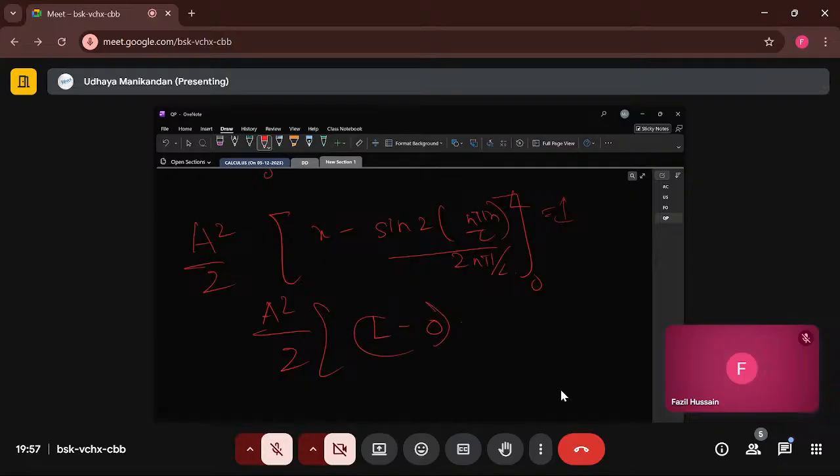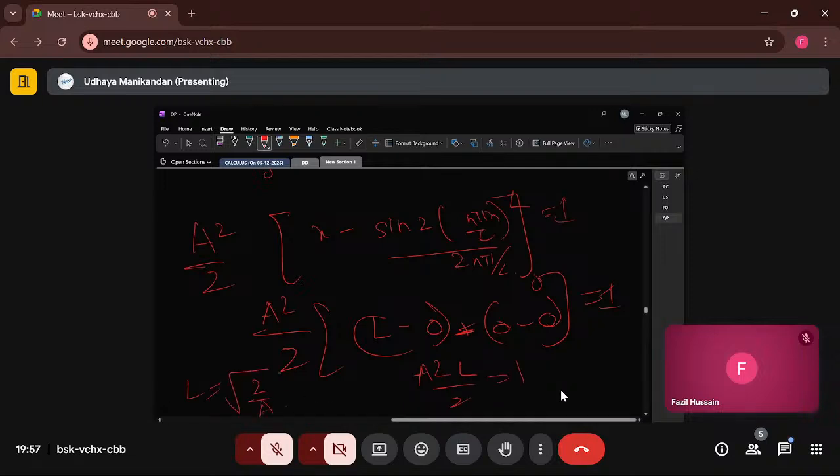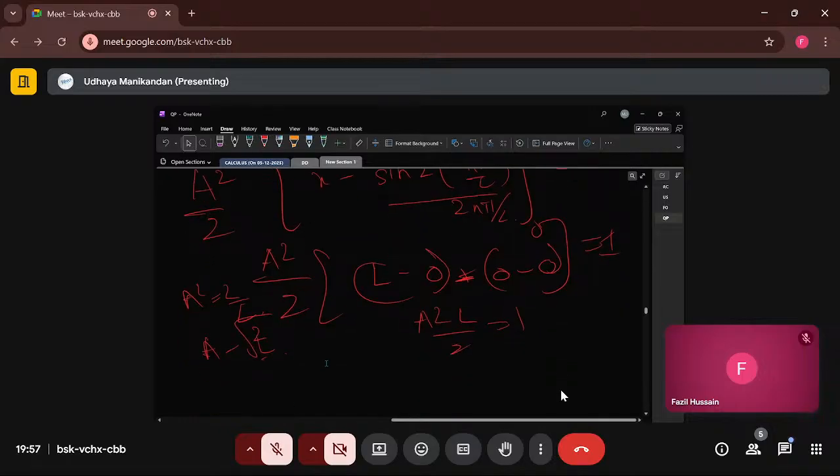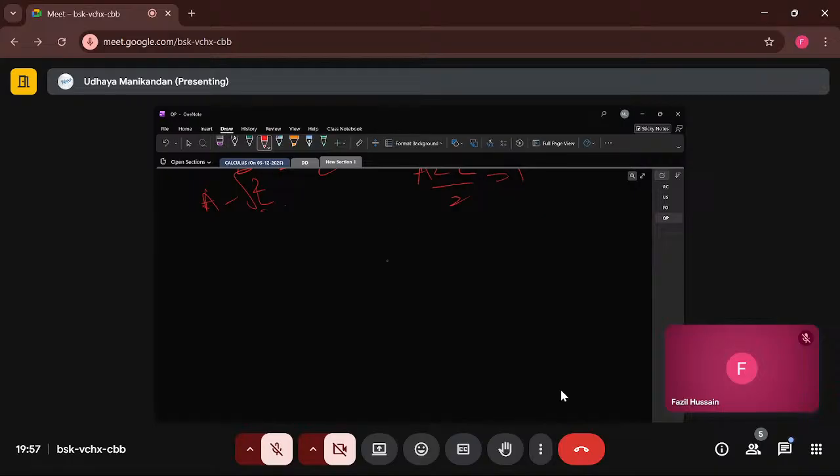So L minus 0 plus, minus, x substitute 0, 0 minus sin of 0, 0. So it is just going to be 1. So A squared L by 2 is 1, so A squared L is equal to 2. So A squared is equal to 2 by L, A is equal to root of 2 by L. That's okay. As simple as that, you substitute, you found the expression for A also.